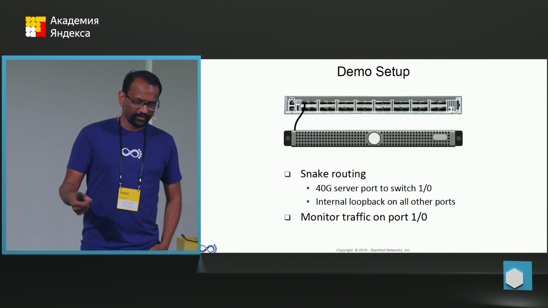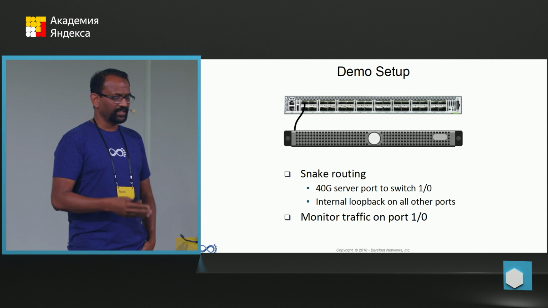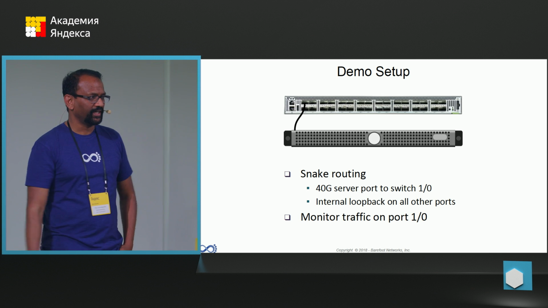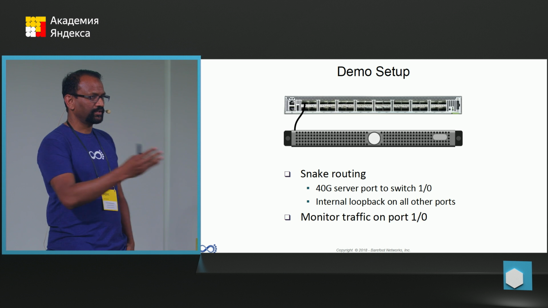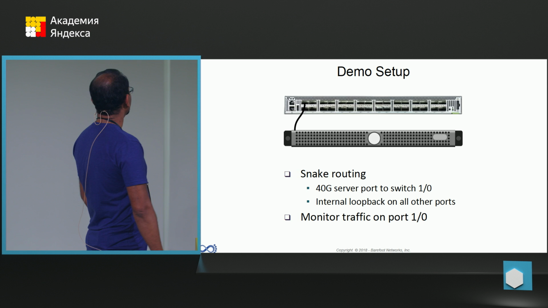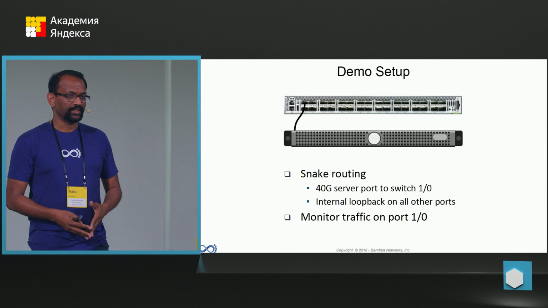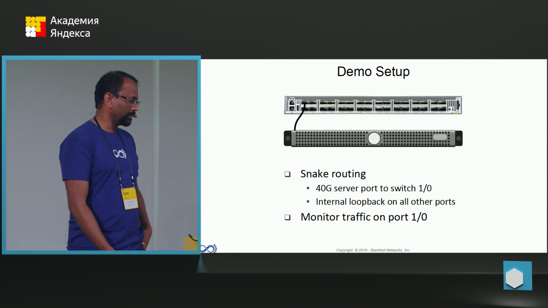The setup looks like this. There's a server with a 40 gig port that's generating traffic. It goes into one port of the switch. All the other ports are in loopback, so you actually send traffic through the full pipeline at line rate. And while this is happening, you're counting the packets and the statistics for flows. So it's quite powerful.